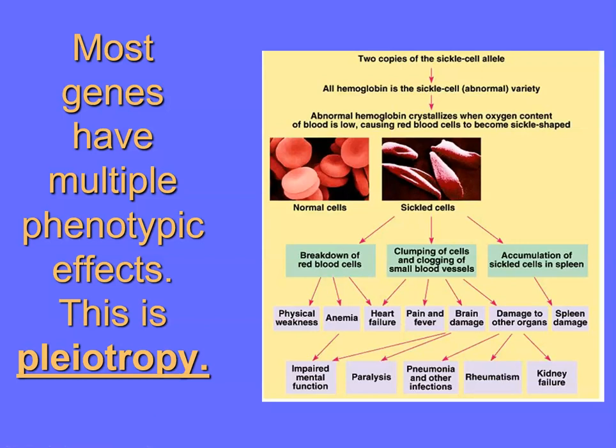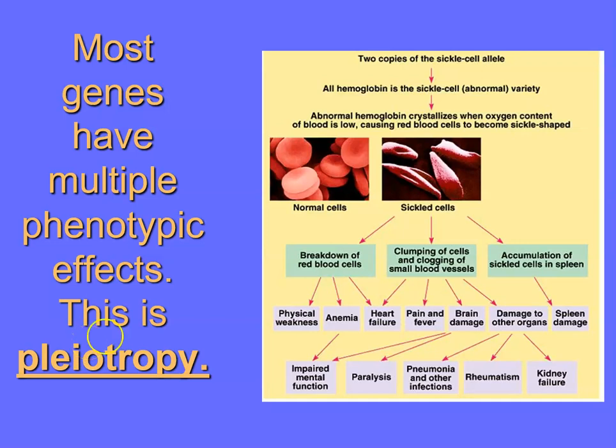One example of pleiotropy is with sickle cell anemia. A person with sickle cell anemia has sickled or crescent-shaped red blood cells in contrast to a normal round red blood cell. Now, the sickled cells themselves are a phenotypic effect, the shape of the cell being different, caused by a mutation in a gene. But there's all sorts of symptoms that a person who has sickle cell anemia might have.